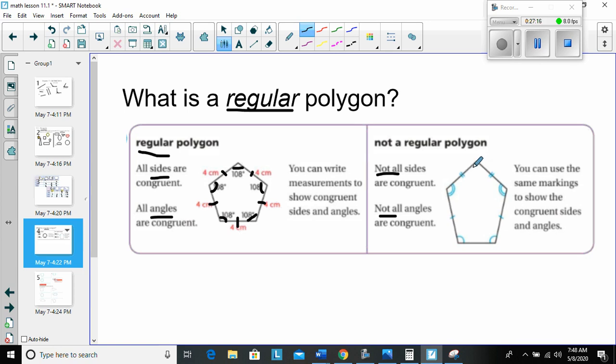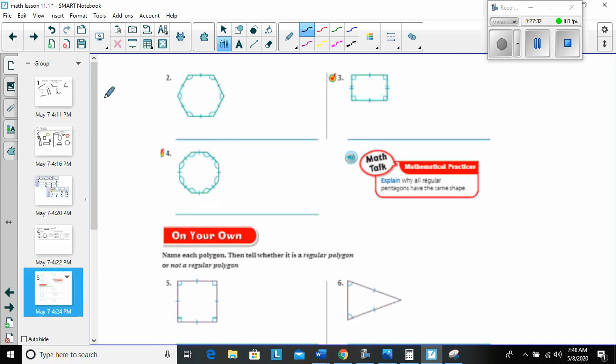All right, so you should know how to identify a polygon. You should know the special names of polygons. And now you should know if a polygon is regular or not regular. And that is lesson 1. That's a lot of stuff, but that is lesson 1. And we should now be able to do some of the practice.